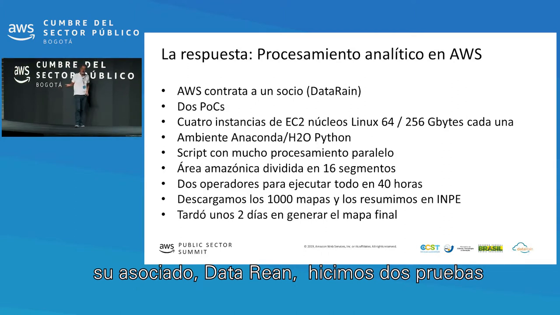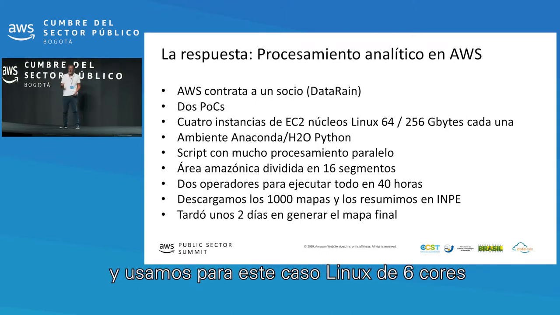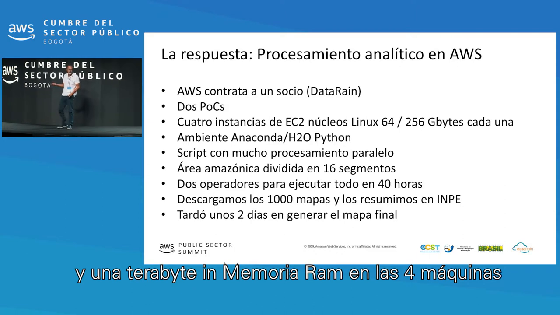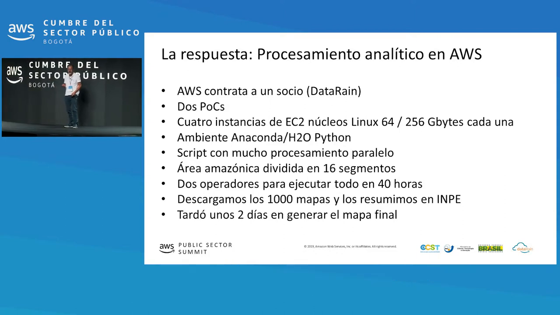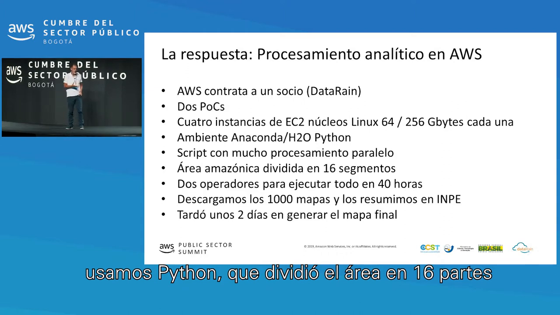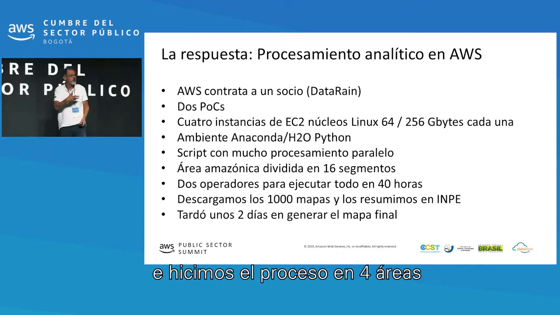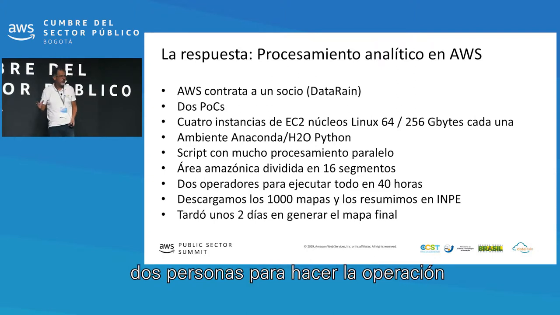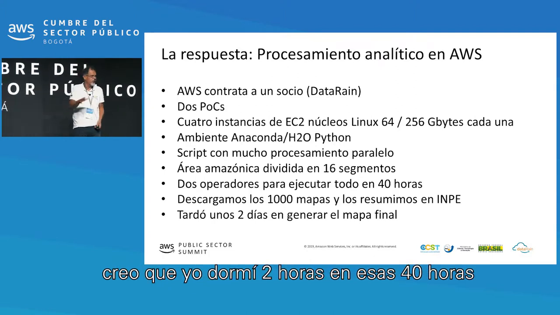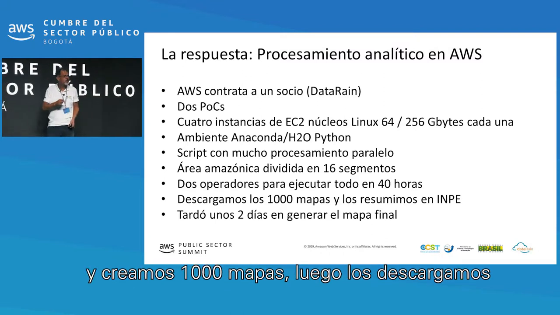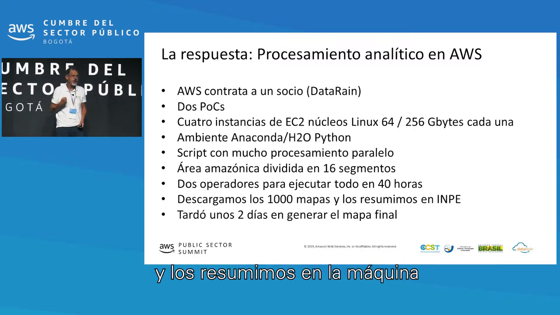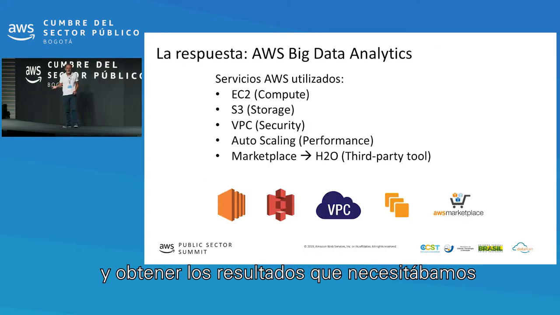We did two proofs of concept, and we used four EC2 instances with Linux, 64 cores and 1 terabyte of RAM in the four machines. We use Python. We divided the area into 16 areas, so each server processed 4 areas. We ran for 40 hours, with 2 people to operate. I think I slept about 2 hours in those 40 hours. We created the 1,000 maps, and then I downloaded these 1,000 maps and summarized them on my machine. That took 2 days to summarize the maps and obtain the results that we need.